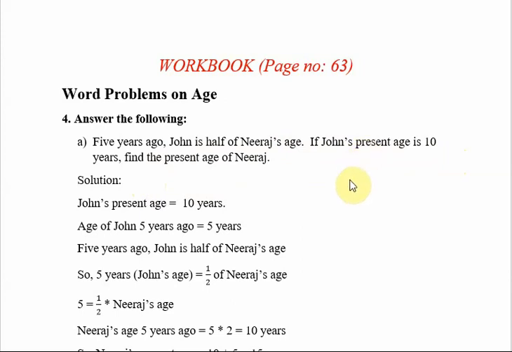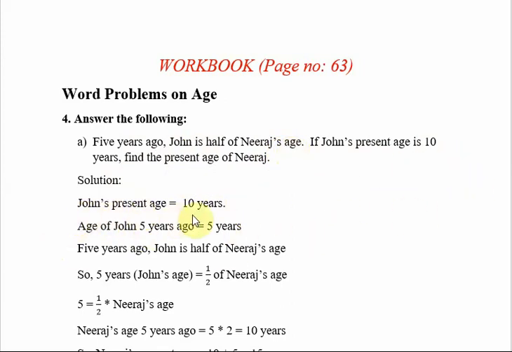So as per the question, what is the age of John now? Present age means age now. What age is going on now? That is present age. So John's present age is 10 years, and we have to find the present age of Neeraj. To find this, there is a clue given, that 5 years ago John is half of Neeraj's age. So let us see how we can solve this.